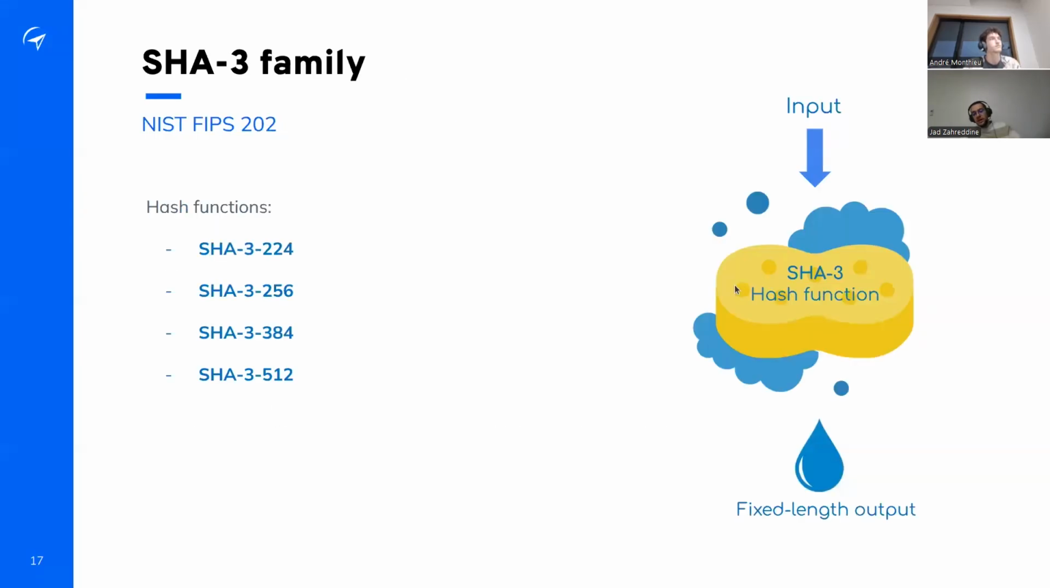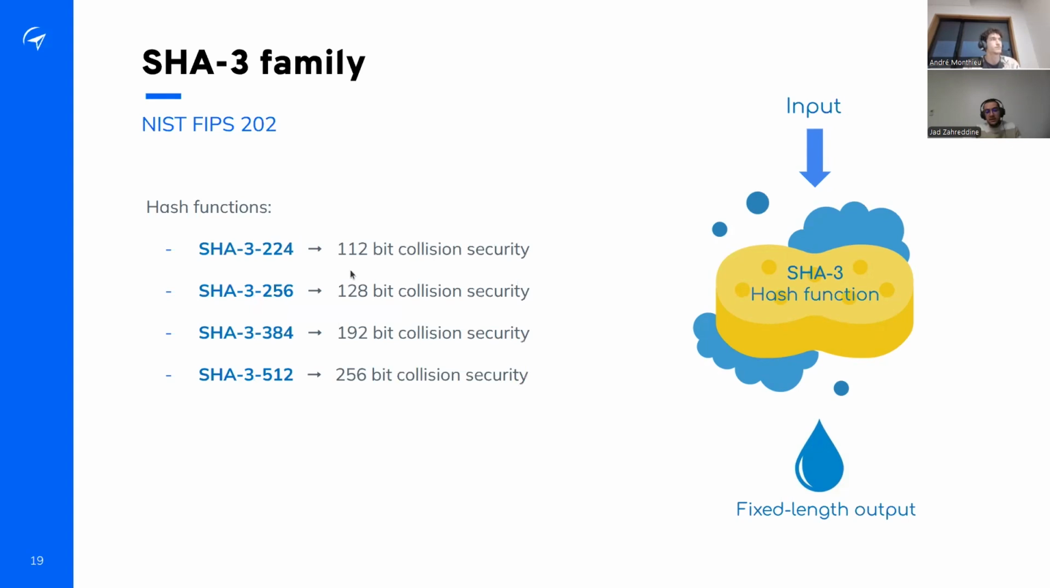So now that we know how the SHA-3 family came to life, let's take a look at what's in that family. So we've got four hash functions. This is the same illustration as before. Each of them differs in the digest length, which means that the output length is different for each one of these four hash functions. And this output length specifies the collision security for each one.